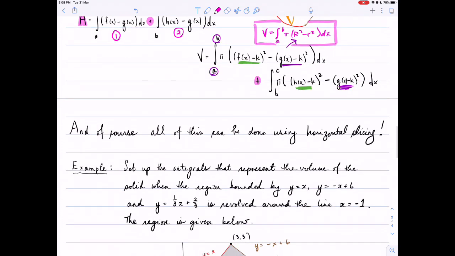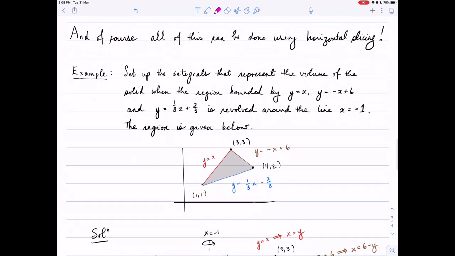One more wrinkle, because why not? It's always fun to go a little bit further. All of this, absolutely all of this, can also be done using horizontal slicing. There's nothing that we have talked about in volumes that could not be done integrating with respect to y. Horizontal slicing means our rectangles are horizontal, which means that the delta x becomes a delta y, and then as we go into the limit towards infinity, a dy. So we are integrating with respect to y.